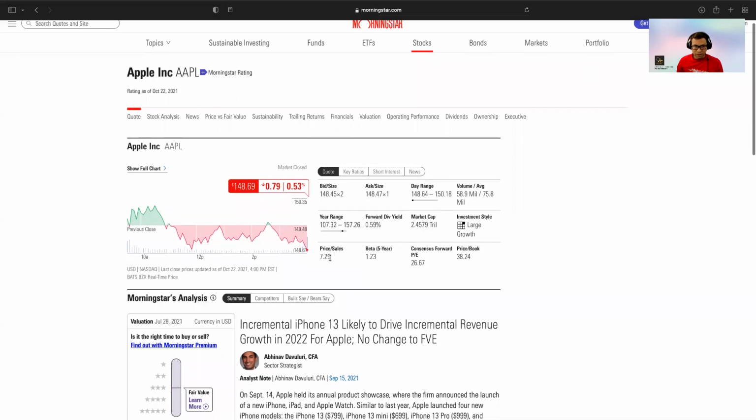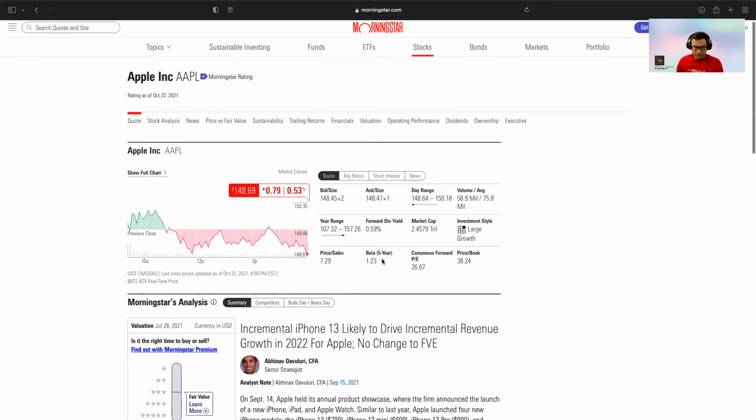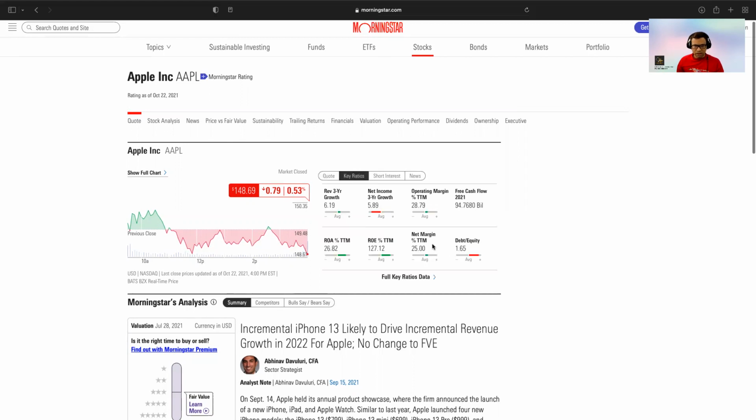And price per sales here is 7.29. Beta is the sensitivity to the market. A beta of 1 equals the market beta. So 1.23 is more sensitive to the movement of the market. Then there is consensus forward PE, which is the expected earnings next time, and price per book, which is price divided by book value. And we can have a key ratio here, which has more details.